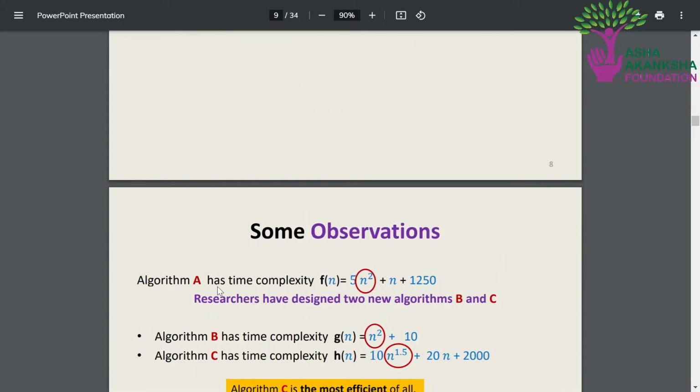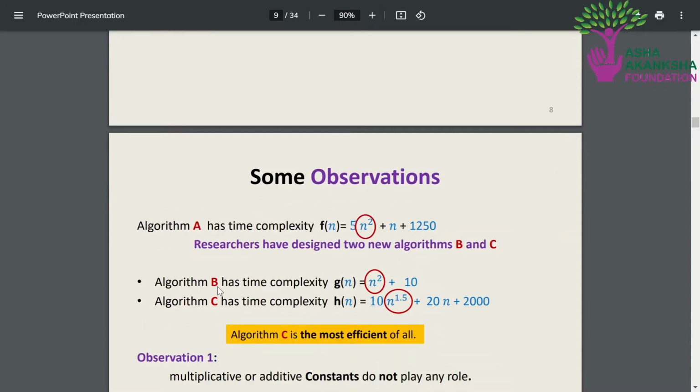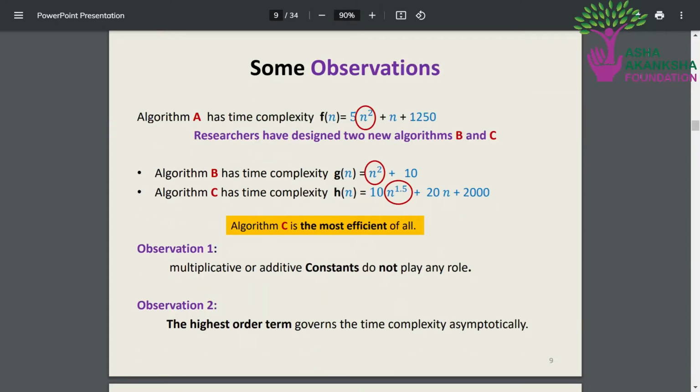Now we will look at some observations which we had seen in the previous slides. For these algorithms A, B, and C, if we want to compare them, we will take the asymptotic ratio of these algorithms with each other, and we will come up with the idea that algorithm C is the most efficient of all.